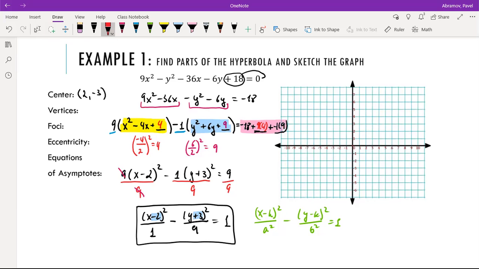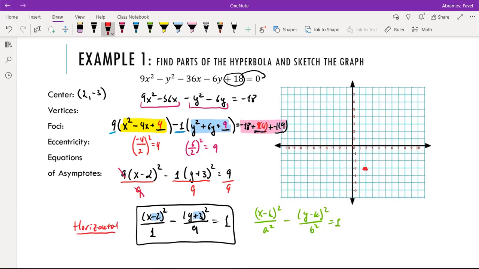So now we can plot the points. We have 2 and -3. X is 2, y is -3. So this is our center. Now, because our equation has x first, we know that this is a horizontal hyperbola.